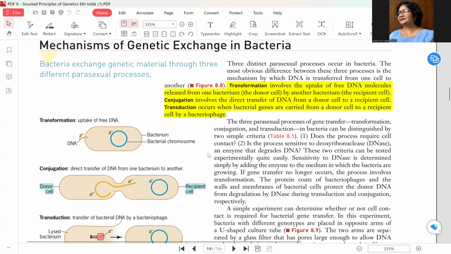The second is conjugation, where DNA can be transferred from one bacterial cell into another through the formation of a conjugation tube. And the third is transduction, in which a virus carries bacterial DNA into a host cell and transfers the bacterial DNA into the cell.